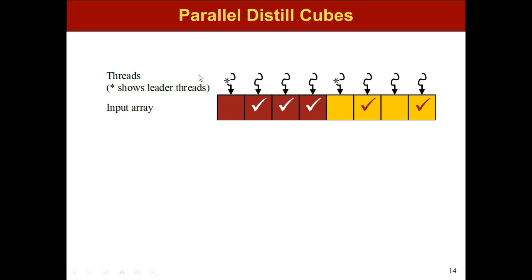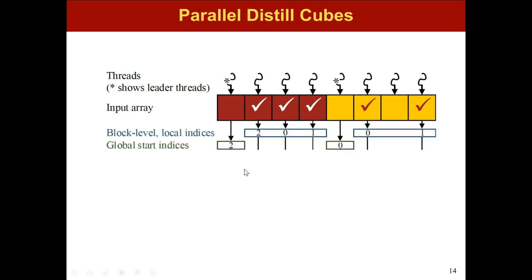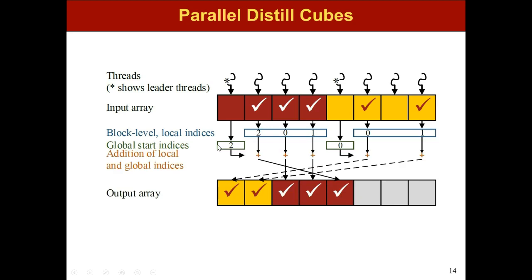One of the 4 threads is the leader thread. By leveraging atomic instructions and shared memory, every thread calculates the local index at which the distilled element will be written, if distilled. Apart from this, the leader thread also calculates the global start index from where the distilled elements of the corresponding block will be written in the output array. Finally, when we add the global index of the leader thread and the local index of an individual thread, we get the position at which each distilled element should be written, and it eventually gets written.